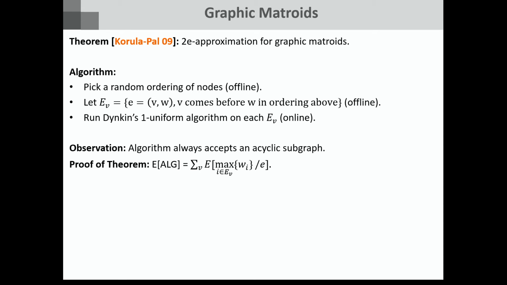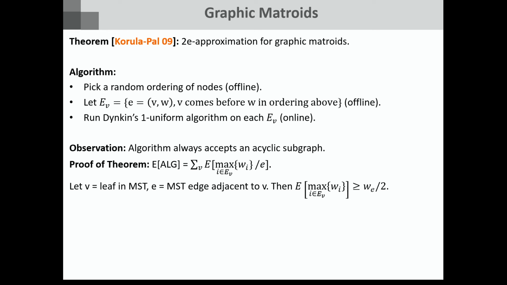Let's first observe that the expected reward of the algorithm is exactly the sum over all nodes of the expected weight of the max weight element in EV, divided by E. This randomness is over the choice of EV, and this is just by saying that when you run Dynkin's algorithm, you always get the expected max over E.